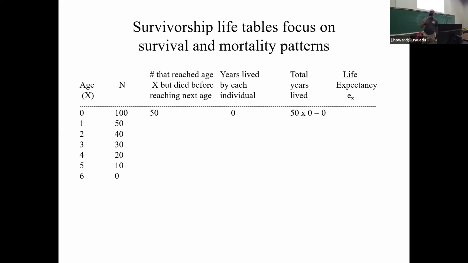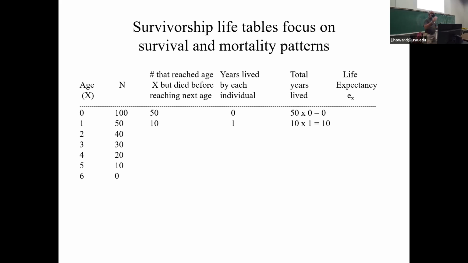So now we have 50 individuals who are going to live at least 1 year. How many individuals lived 1 year but not 2? 10. Because look, 50 individuals reached the age of 1, but only 40 of them reached the age of 2. So 10 of them reached the age of 1, but didn't survive to 2. So 40 plus 10 equals 50. So those 10 individuals lived a total of 10 times 1 is 10 years.